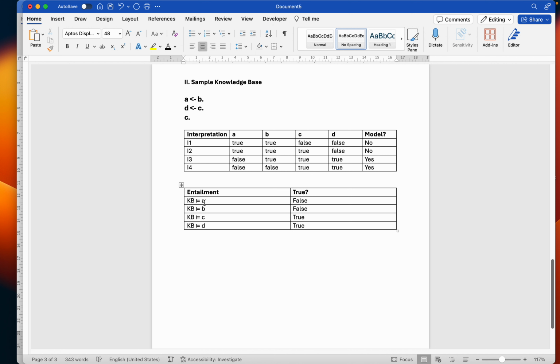And the entailment, as I previously mentioned: A is not entailed by the sample knowledge base because we have been given no information whether A is true or false. As we can see in interpretations 3 and 4, we are not really seeing the value of A or B as much as C and D. Similarly, the trend follows. We can see that B is also not entailed. C and D are entailed because we have been given proper information that C needs to be true so that D is also true. So this is all from my assignment. Thank you.